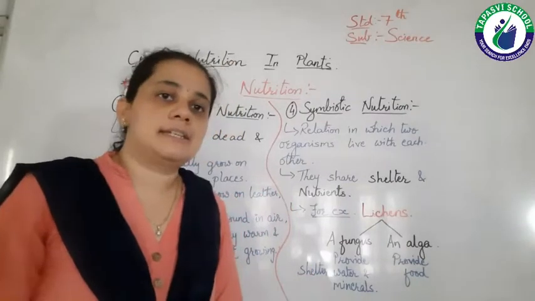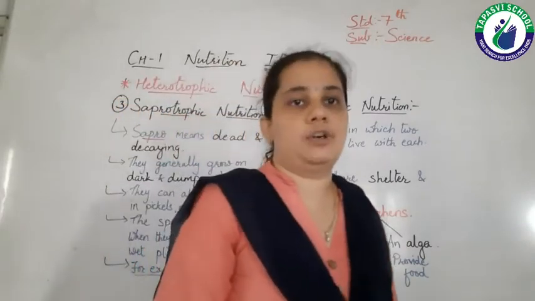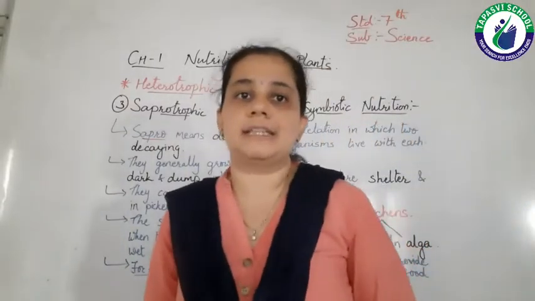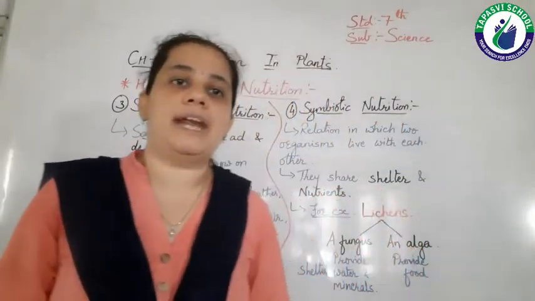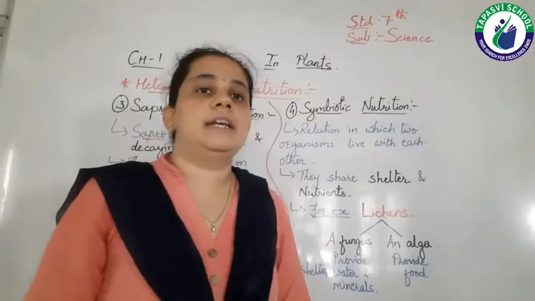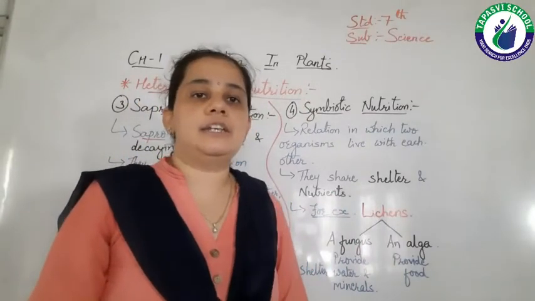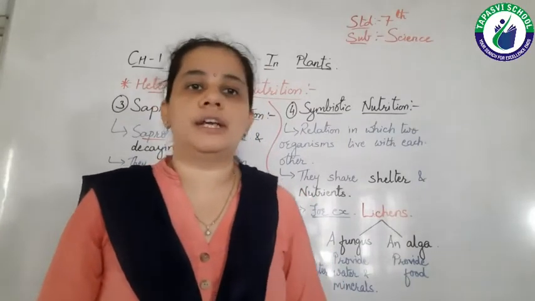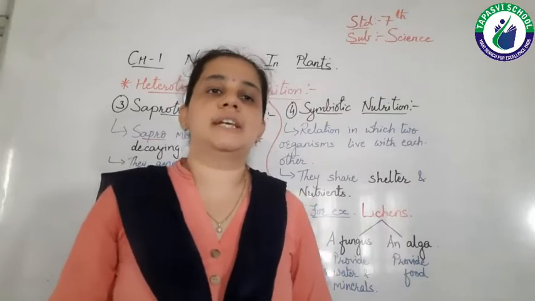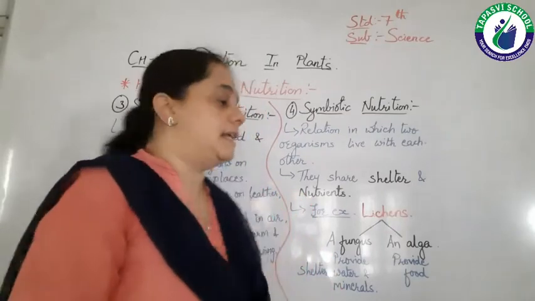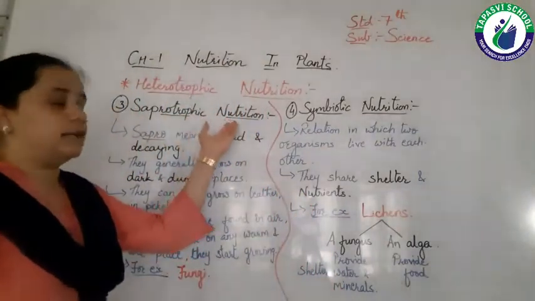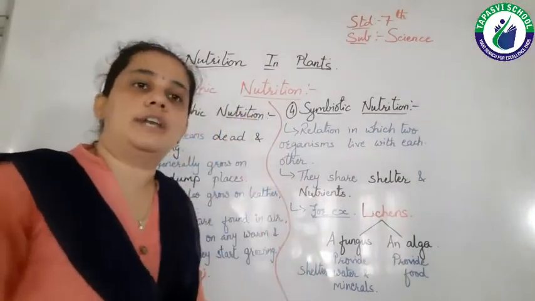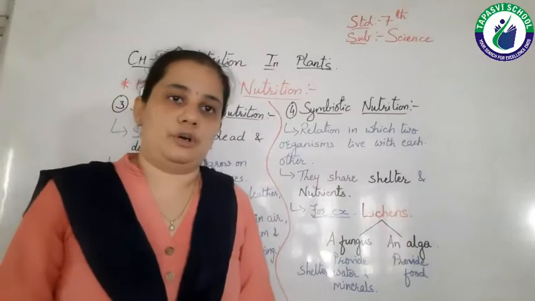So that is the fungus, or we can say fungi. This fungi takes the nourishment from the bread, and it takes the nourishment by spoiling the bread. Now that bread we cannot eat, right? So this type of nourishment is saprotrophic nutrition, which means this fungi is known as a saprotroph, right?